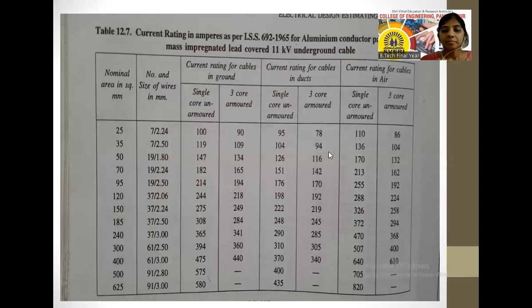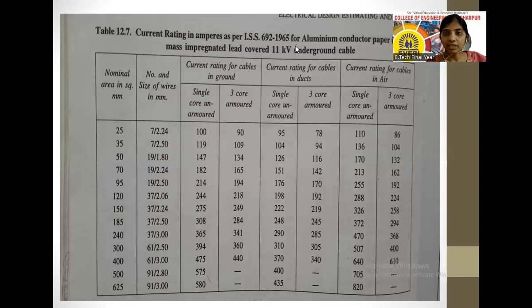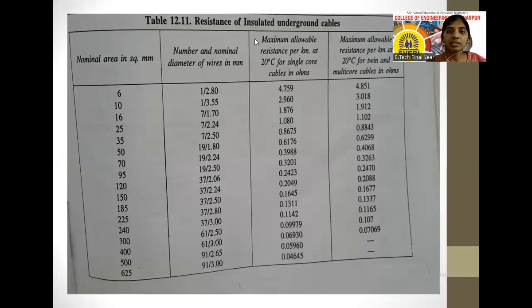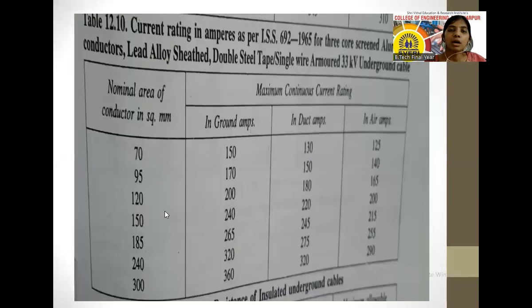Okay. So these are the tables. This table is for the voltage level up to 11 kV underground cable, referring to the aluminum conductor. The next table is for the 33 kV underground cable, and the last table is for calculating the resistance of the insulated underground cables per kilometer. These three tables we are going to consider for calculating the size of the conductor in the numericals.